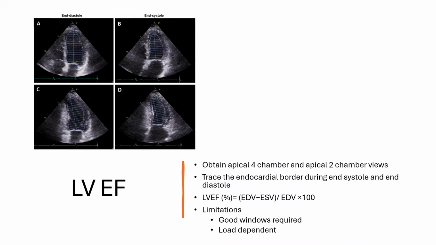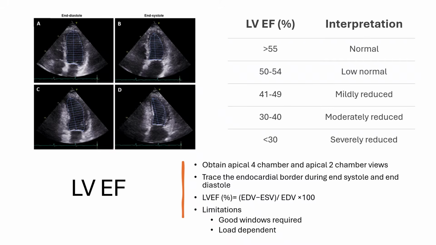There are certain limitations. Obviously, good windows are essential. It is also a load-dependent parameter similar to fractional shortening and fractional area of change. Again, not every point of care ultrasound machine has the software to help you calculate the EF. And here you have different values that you consider to be normal up to severely reduced ejection fraction of the left ventricle. Please pause the video if you need more time to review this important concept.